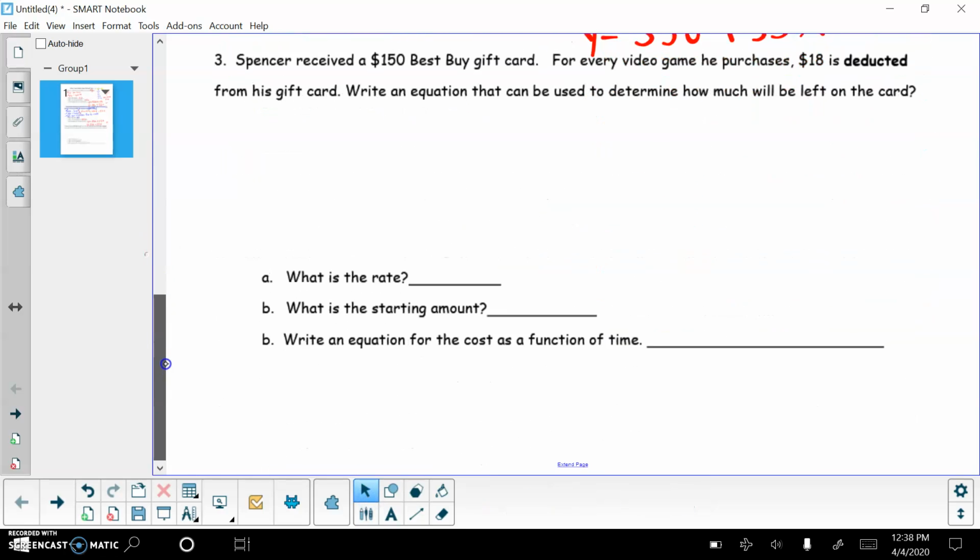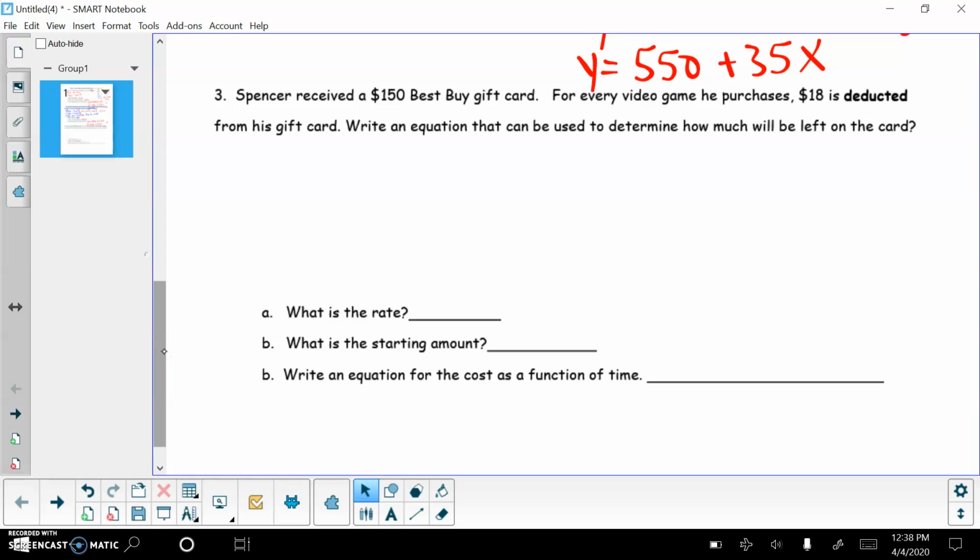Okay, my last example, Spencer received a Best Buy gift card, $150 Best Buy gift card. For every video game he purchases, $18 is deducted from his gift card. Write an equation that can be used to determine how much will be left on the card. And once again, I'm going to model the 3 reads. So I'm going to put my slash marks. And then I'm just going to read each little section and write down the important information.